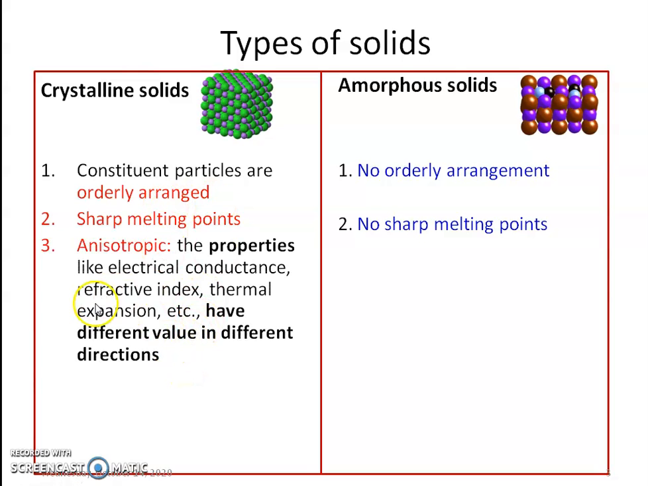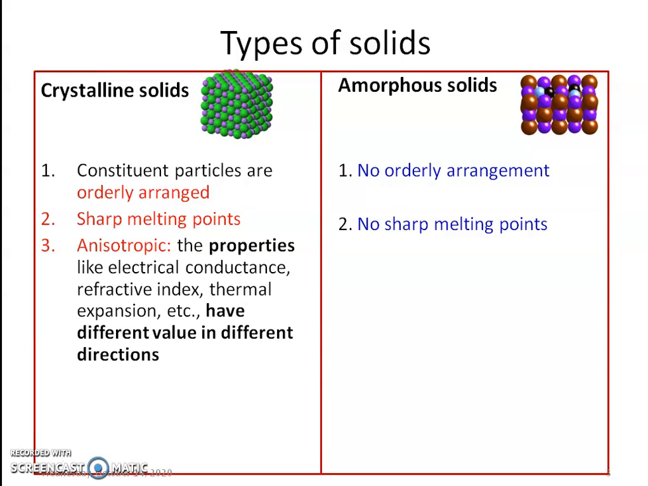Crystalline solids are characterized by anisotropism. They are anisotropic. And what is anisotropic? When physical properties, especially like electrical conductance, refractive index, thermal expansion, have different values in different directions, then the particular solid is said to be anisotropic. And crystalline solids are anisotropic.